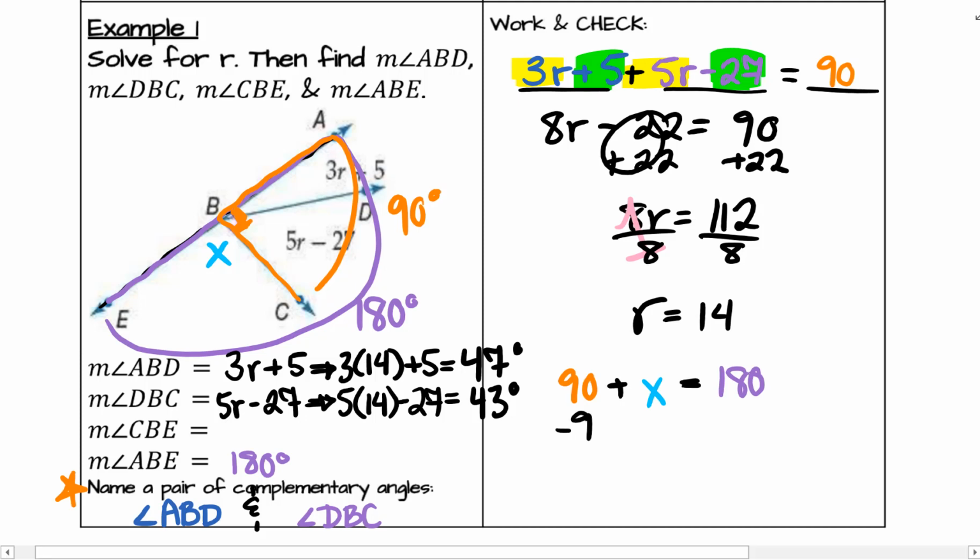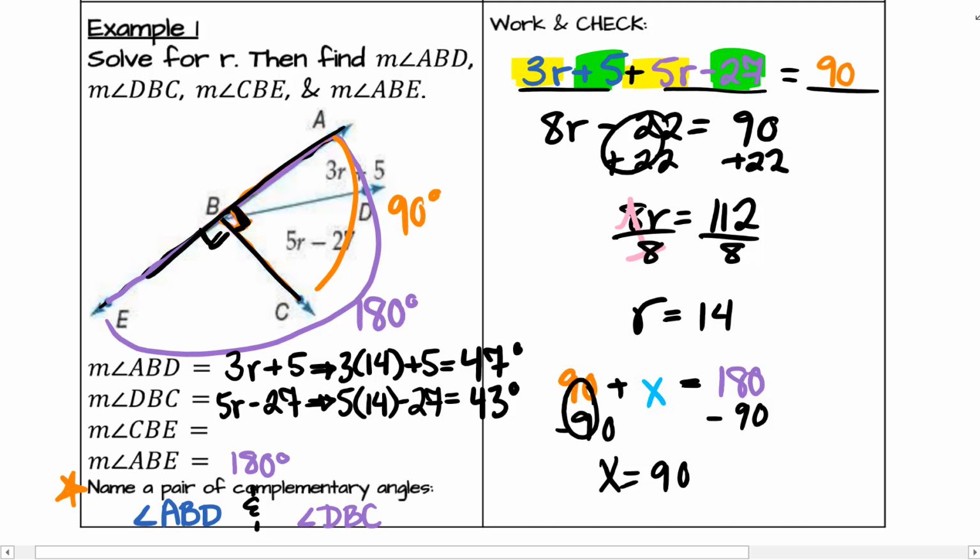And some of you may have been able to do this in your head. X is equal to 90. Remember, 90 is half of 180. So if one of the parts of your straight angle is 90 degrees, the other part is automatically also 90 degrees because 90 plus 90 is equal to 180.